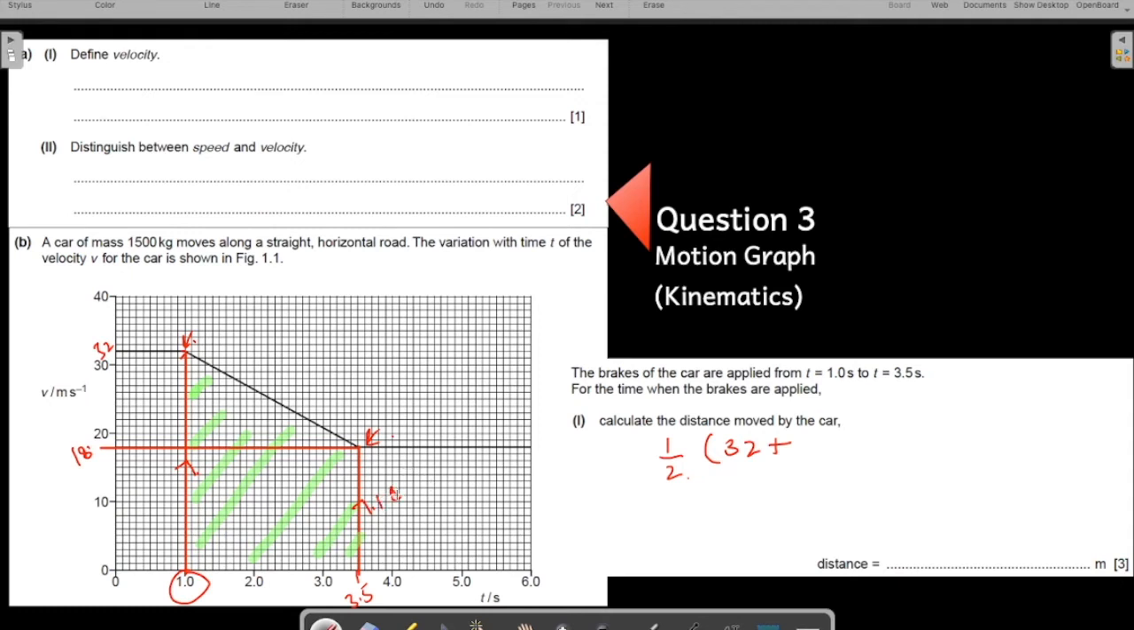So this is 18, 32 times the height of the trapezium. This is the height of the trapezium. How much is it? 3.5, not 35, sorry, 3.5 minus 1, which is 2.5. You can solve it and you'll get your answer. So this whole thing becomes 50 over 2, so 25 times 2.5, which becomes 62.5 meters.